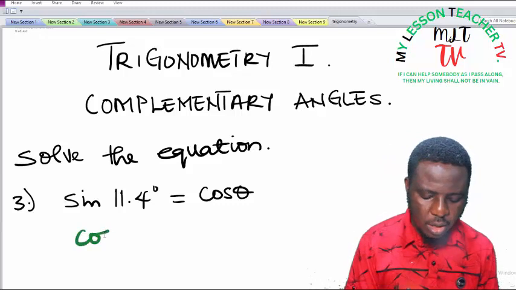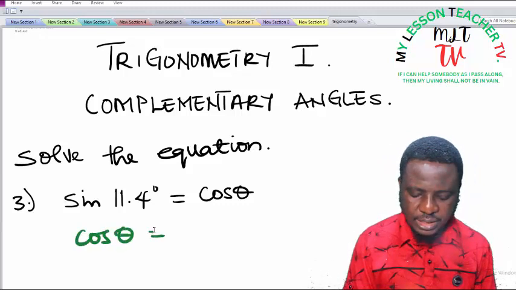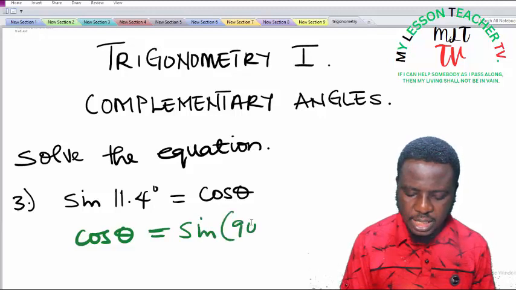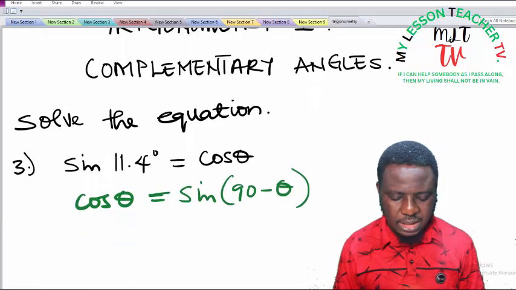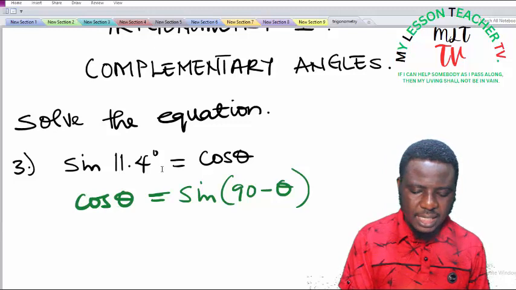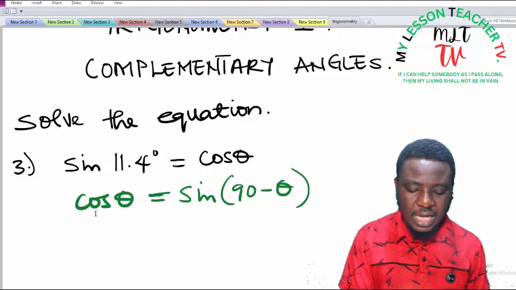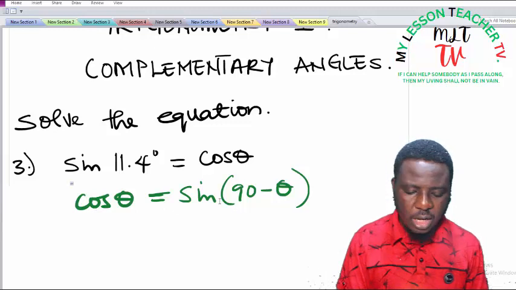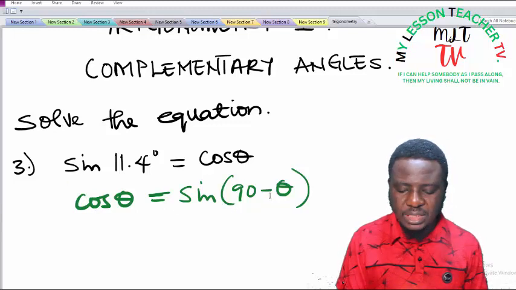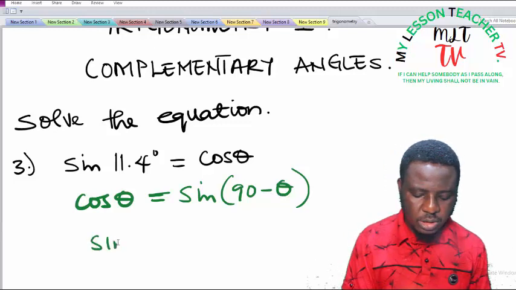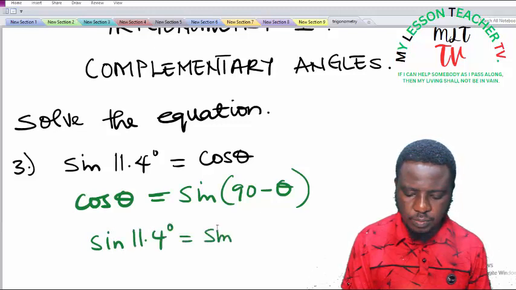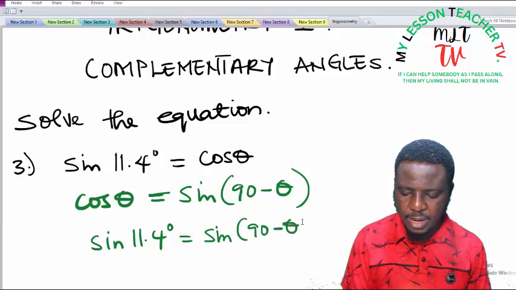That is to say that cos theta is equal to sine into bracket 90 minus theta, which is one of the trig identities. Since cos theta is equal to sine 11.4 degrees and that same cos theta is equal to this, you can then equate sine 11.4 with sine 90 minus theta, since both of them are equal to cos theta, so that this becomes sine 11.4 degrees is equal to sine 90 minus theta.